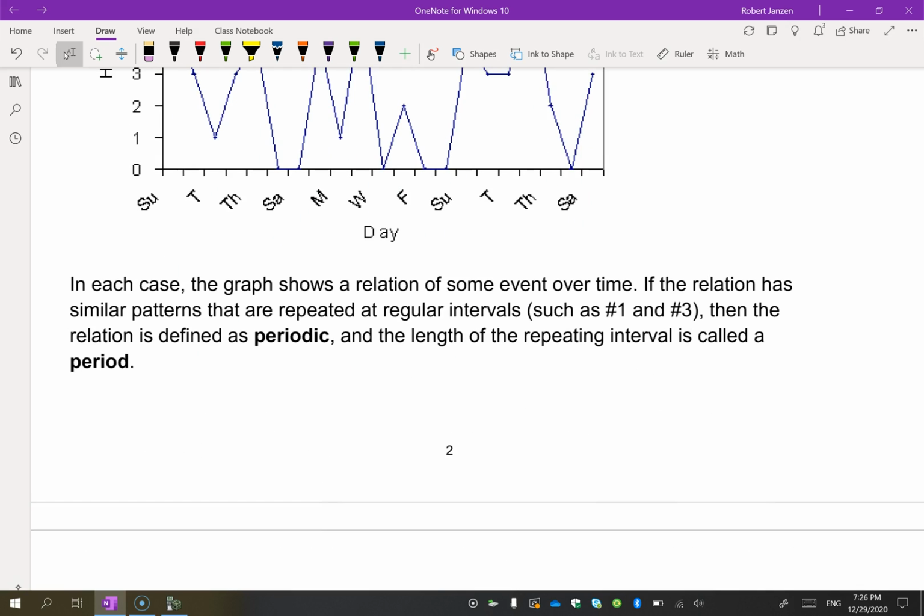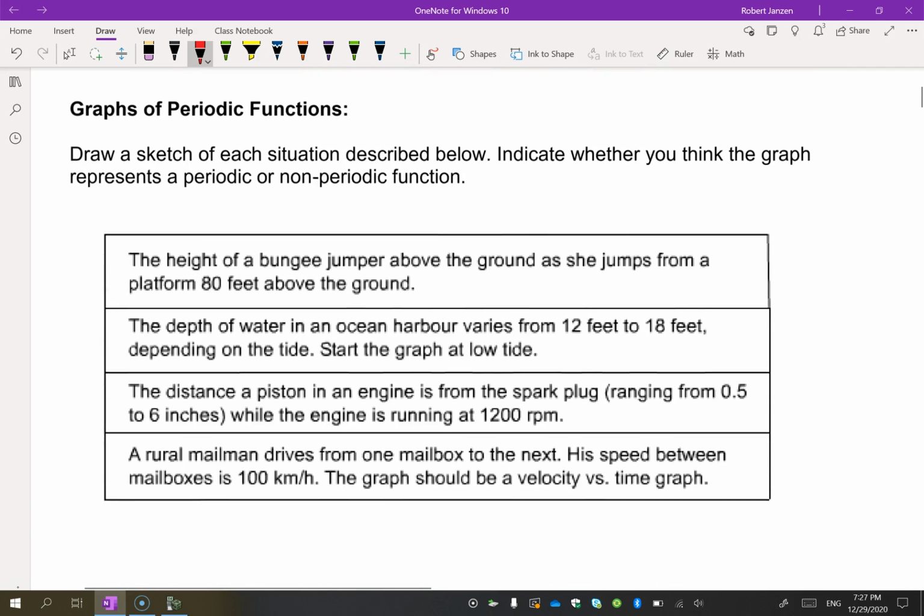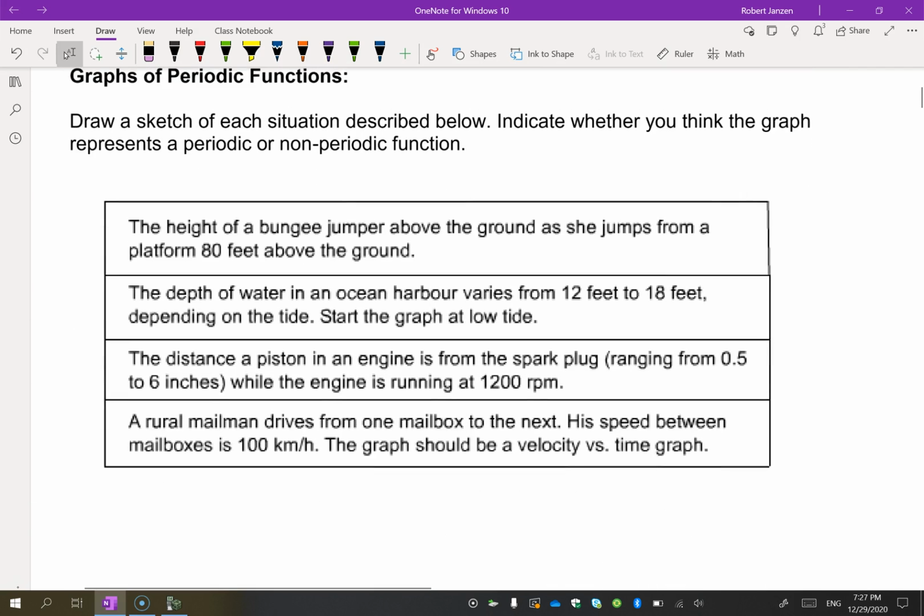In each case, the graph shows a relation. There is a relationship in each graph. Over time, if the relation has similar patterns that are repeated, then we call those periodic, because that repeated interval is called a period. So that's an introduction. Let's take a look at 4 examples here and try to decide which ones are periodic.